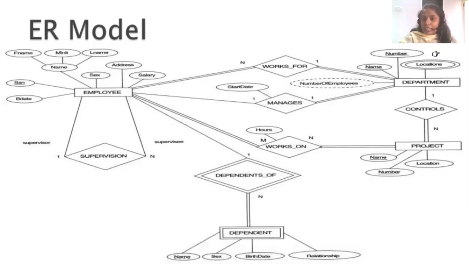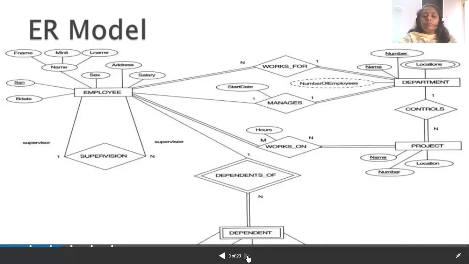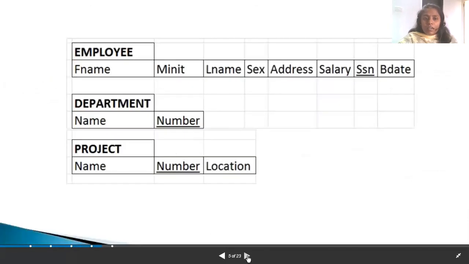And one thing: in the department, we will not consider the location. Location is a multi-valued attribute. So in the first step, we will not convert this multi-valued attribute into the relational model. We will omit it, or put it in a waiting state, and we will use only the name and number as attributes for the department table in the first stage. I will show you here. This is how we will get three tables.